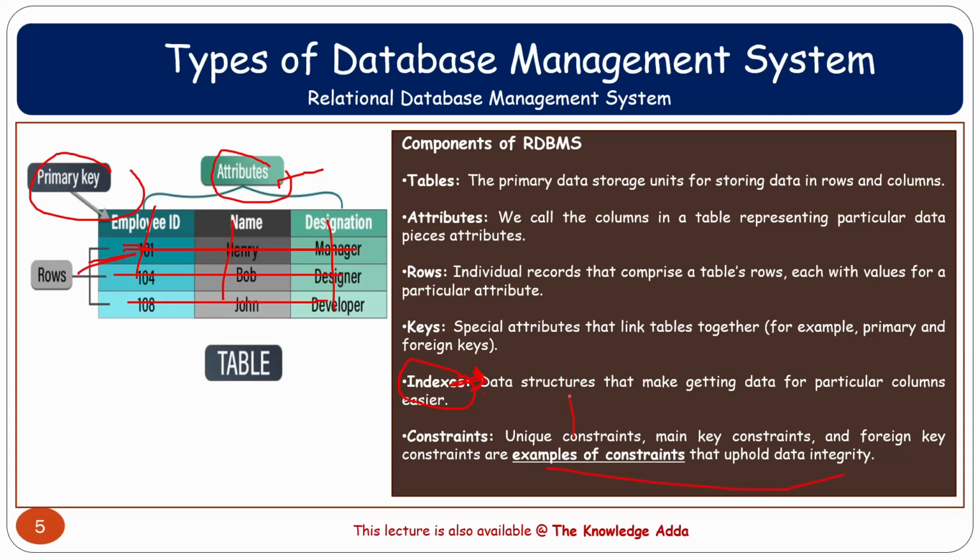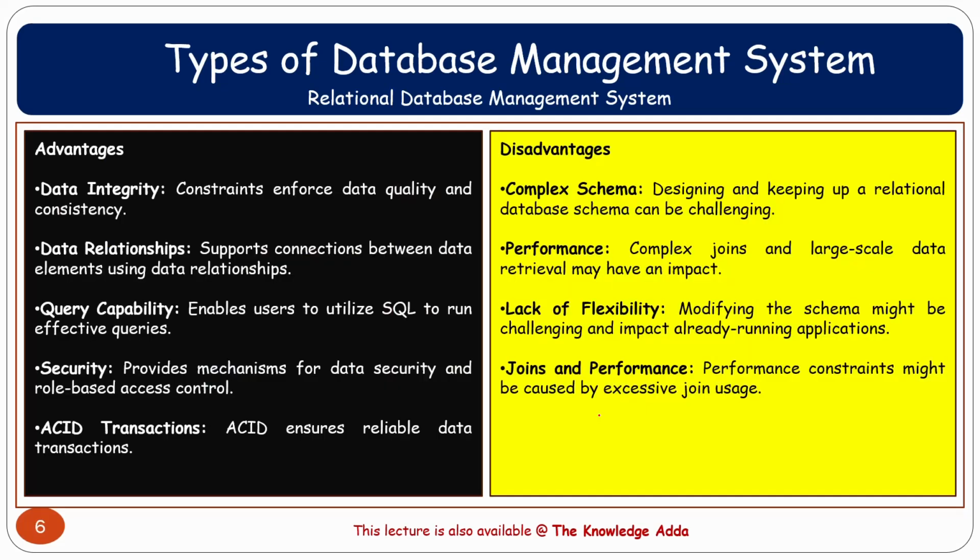So we have many constraints like null constraint, not null, primary key, foreign key, unique, check. So these are all examples of constraints. Now talking about advantages. As we see, data integrity, because here we are using multiple constraints.